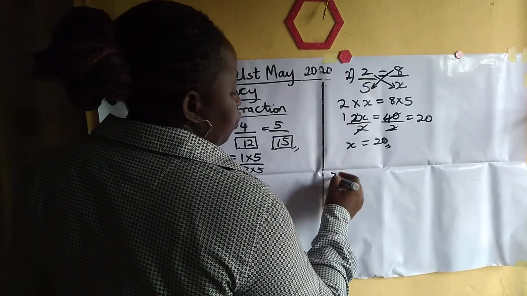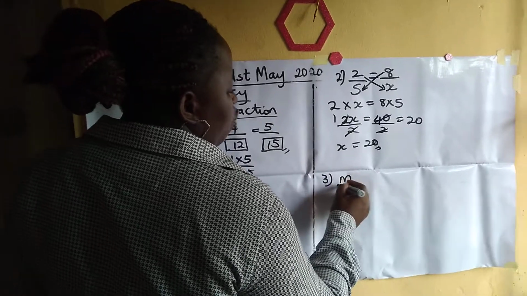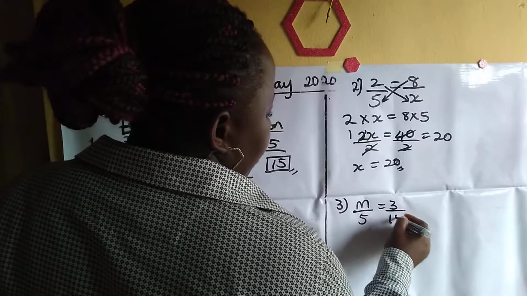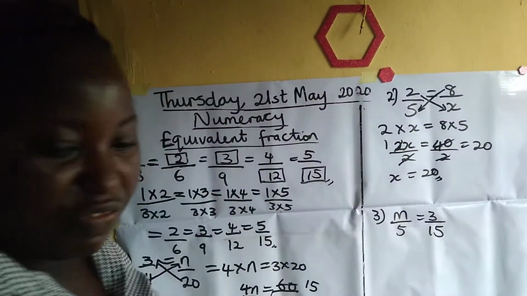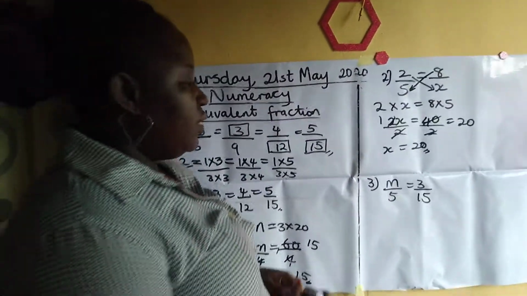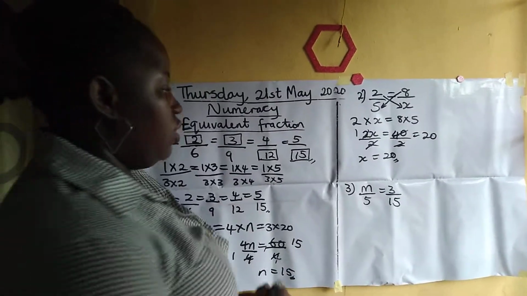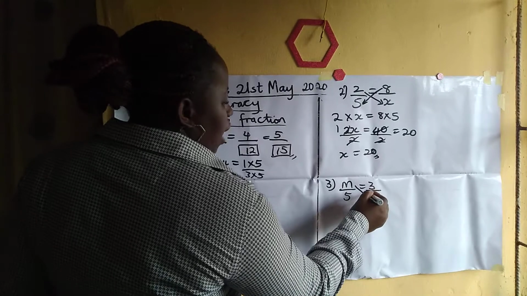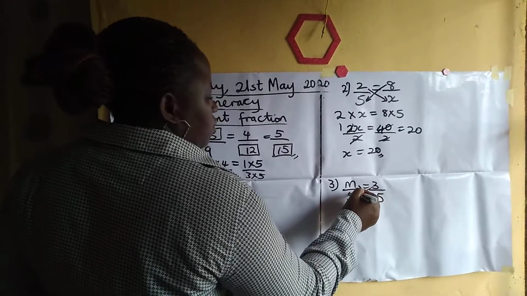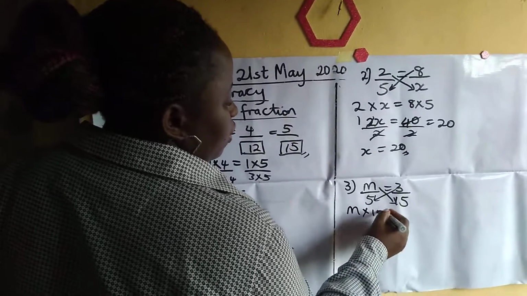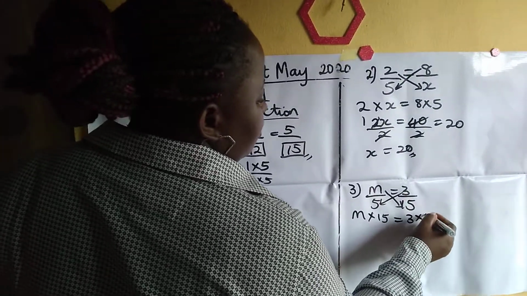Now, our example number 3, we have m over 5 is equal to 3 divided by 15. Now, remember the first step, which is cross multiplication. Draw your arrow. Now we have m times 15 is equal to 3 times 5.